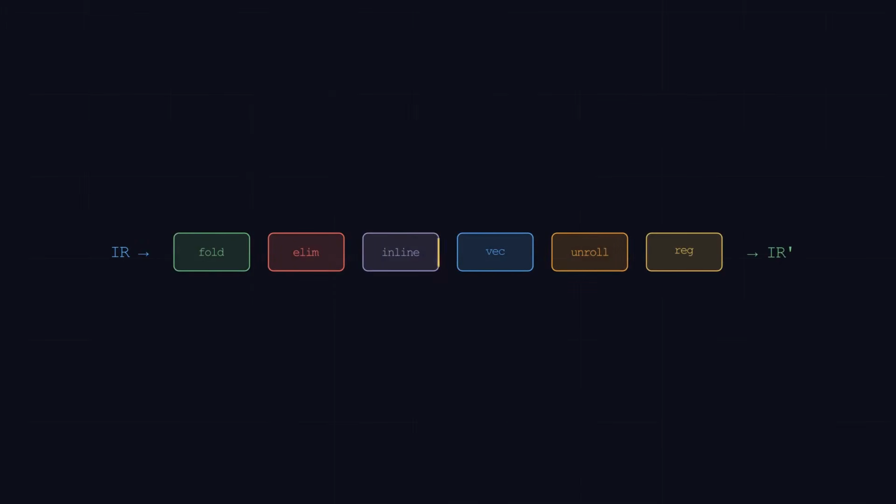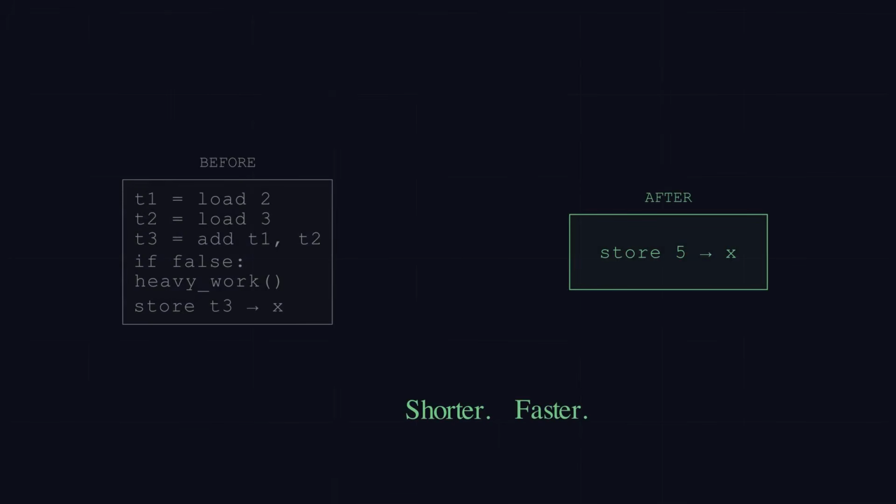Each of these passes runs over the IR, transforms it, and passes the result to the next optimization. Some compilers run dozens of these passes. LLVM, the backend used by Clang, Rust, and Swift, has over 200 optimization passes. The code that comes out of this stage is often radically different from what you wrote. Shorter, faster, but semantically identical. Same behavior, fraction of the cost.